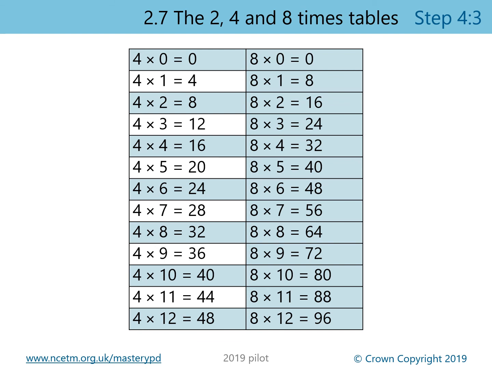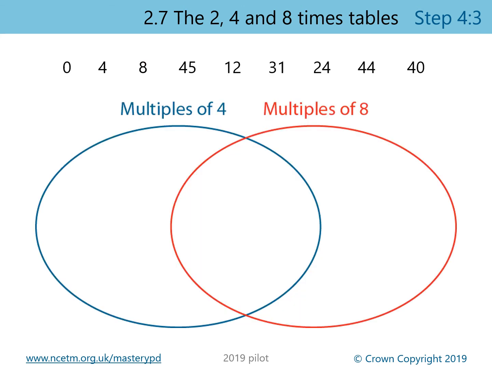Now, I noticed straight away that, again, all of the products in these tables are even numbers. And I can see that all of the products in the 8 times table are also in the 4 times table. So for example, 8 is in the 4 times table, 40 is in the 4 times table, and 48 is in the 4 times table as well. So there are lots of links between these tables.